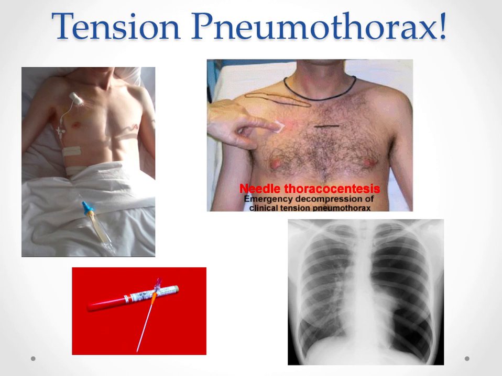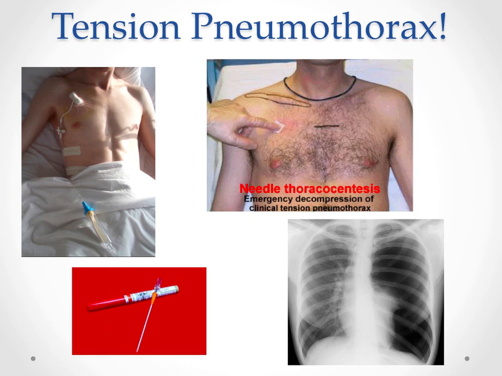In these pictures we can see both radiological evidence of a tension pneumothorax and its management. The bottom right of the screen depicts a left-sided tension pneumothorax with a hyperexpanded left side of the chest and absent lung markings on the left-hand side of the chest. The mediastinum and the heart are shifted across to the right-hand side. The left hemidiaphragm is also pushed downwards.